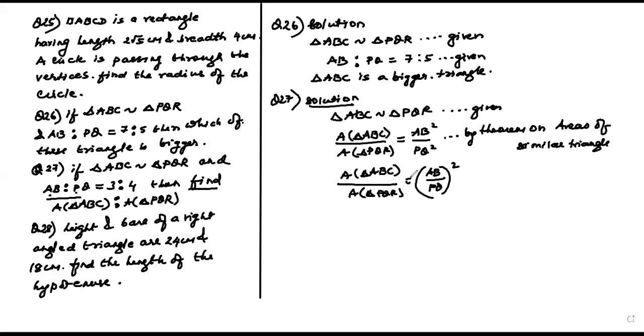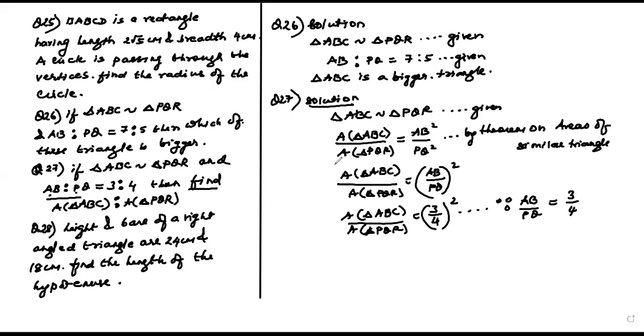Now, why did I do it like this? So that now we know the value of AB upon PQ is how much? Correct? Area of triangle ABC upon area of triangle PQR. And now I'm going to put the value of AB upon PQ. How much is it? 3 upon 4. Okay, the whole square. Here, I'm going to write that reason because AB upon PQ is 3 upon 4. That's why I substituted that.